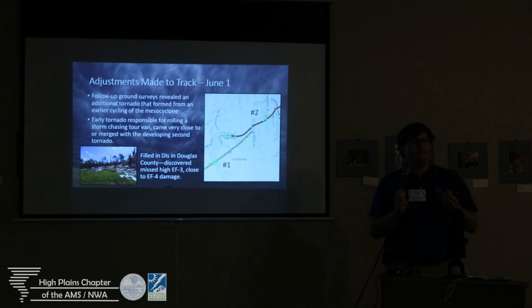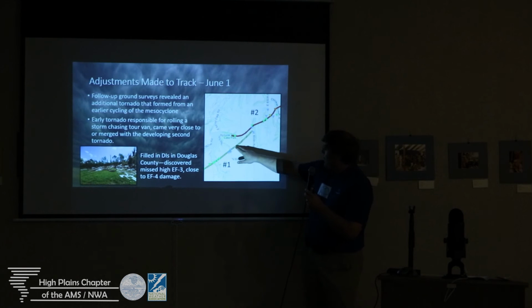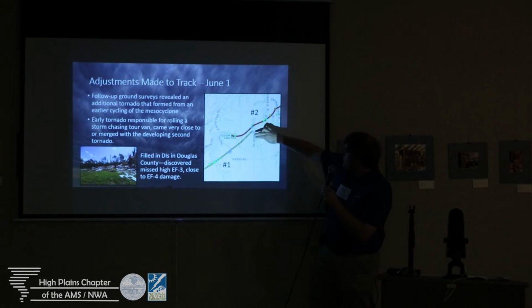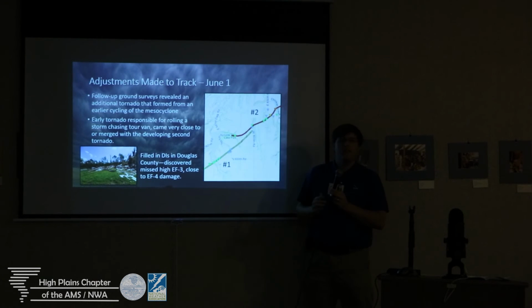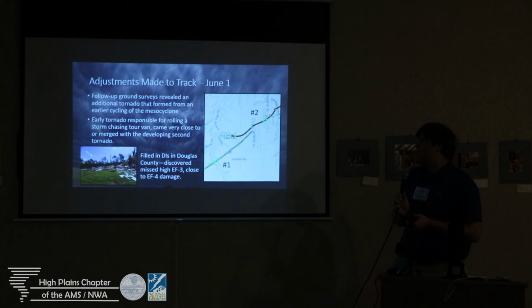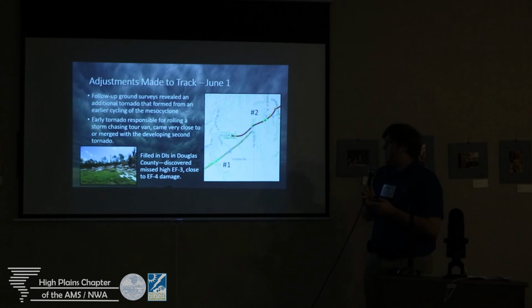That's why I asked you to pay attention to that radar loop. Because from a ground survey perspective, this looked essentially like continuous damage. The difference between these 2 points is about 100 to 200 feet. It was essentially impossible to tell from the ground. This was essentially a continuous swath of damage.